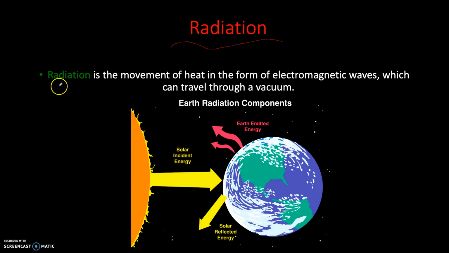Okay, the final form of heat transfer, and this one is called radiation. Radiation. Okay, let's start with our definition. Radiation is the movement of heat in the form of electromagnetic waves, which can travel through a vacuum. So you cannot form a convection current in a vacuum. Convection currents need atoms to be moving around. Compared to radiation, though, radiation can travel through a vacuum, can travel through space.